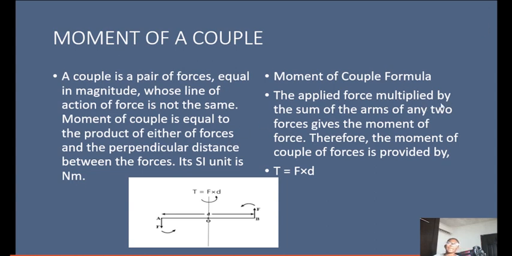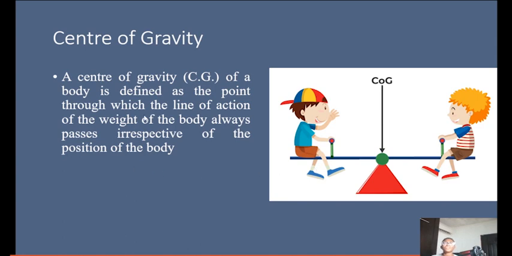The force applied by the sum of the two arms of any two forces gives the moment of the force. Therefore, the moment of a couple of forces is provided by F multiplied by the distance, just like the moment of a force. Center of gravity.